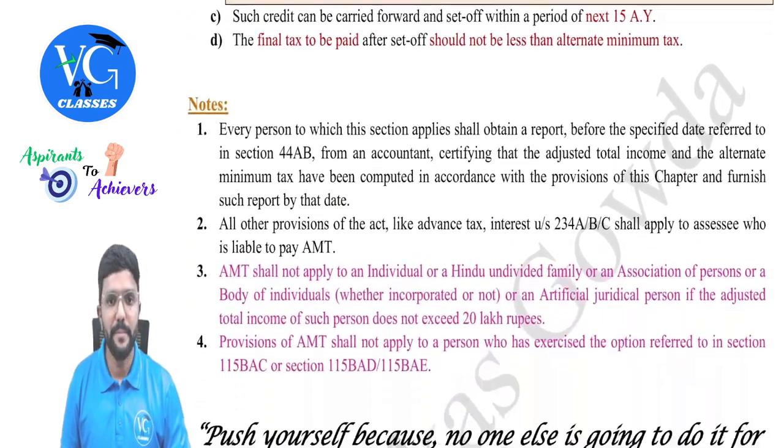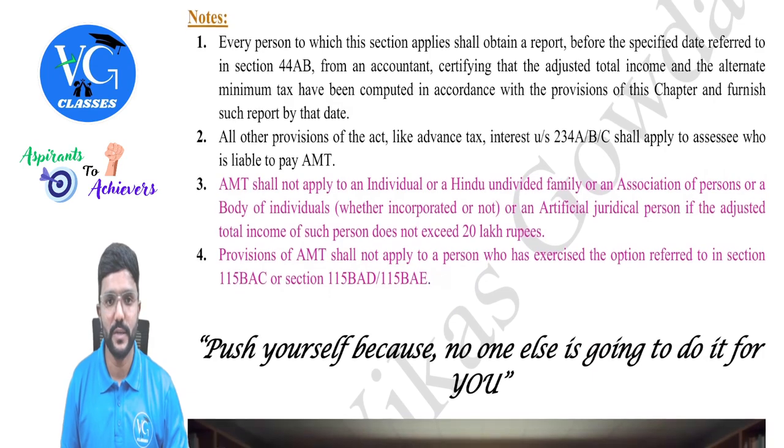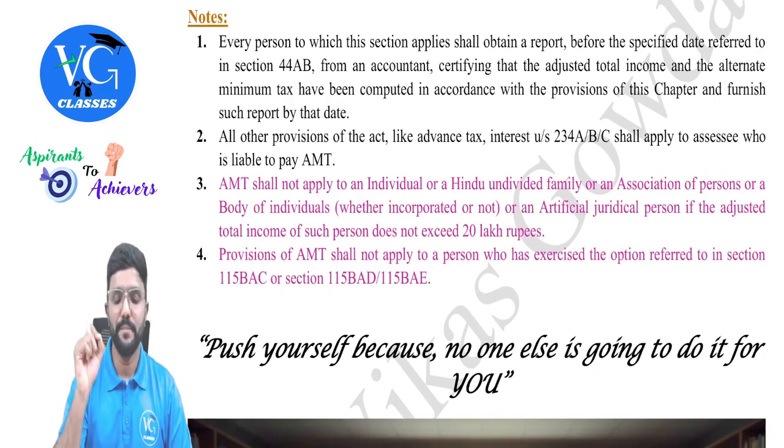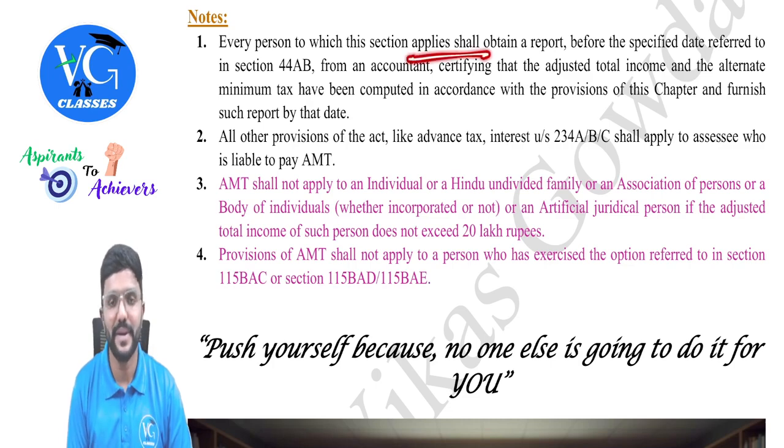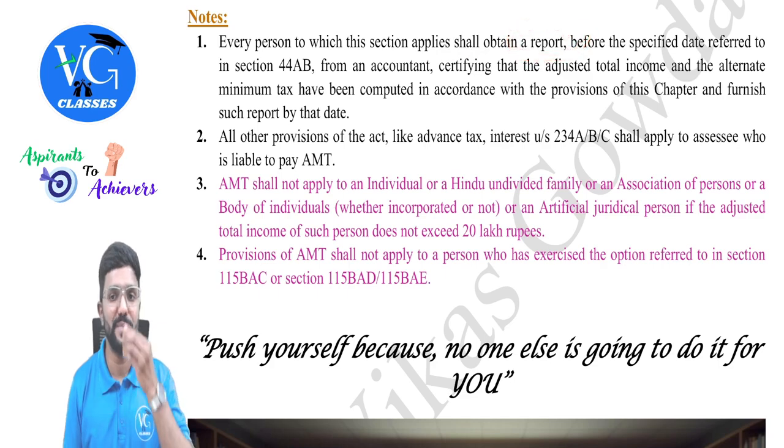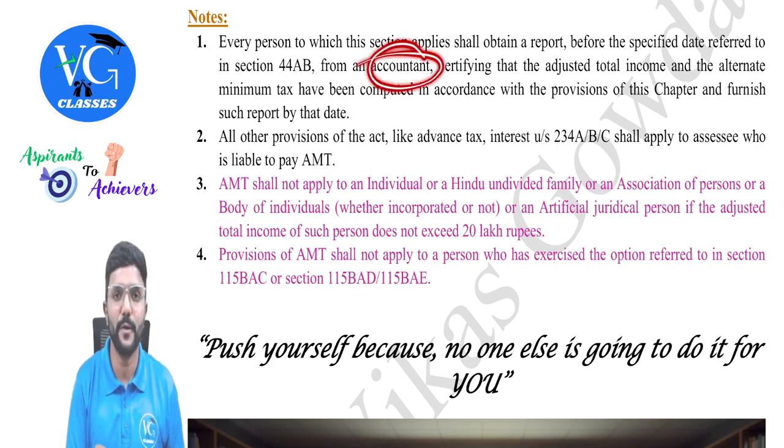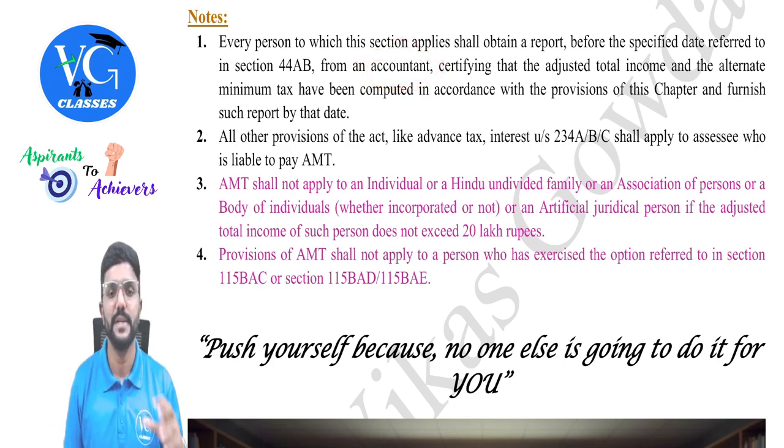Yeah. So we are done with AMT credit. We have few notes here. Let us go through it. First one. Every person to which this section applies, that is AMT calculations, shall obtain a report before a specified date referred to in section 44AB from an accountant. Here accountant means chartered accountant in practice, certifying that adjusted total income and alternate minimum tax have been computed in accordance with the provisions of this chapter and furnish such report by that date.